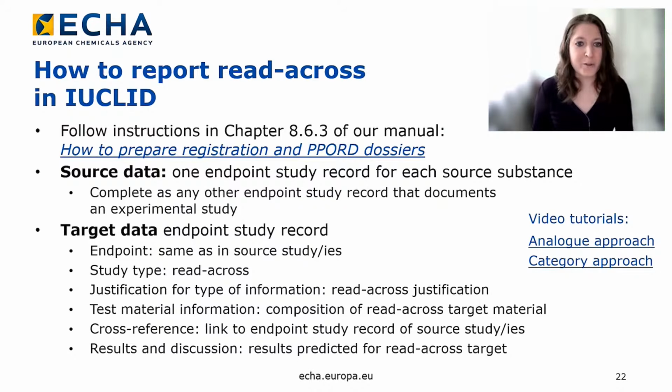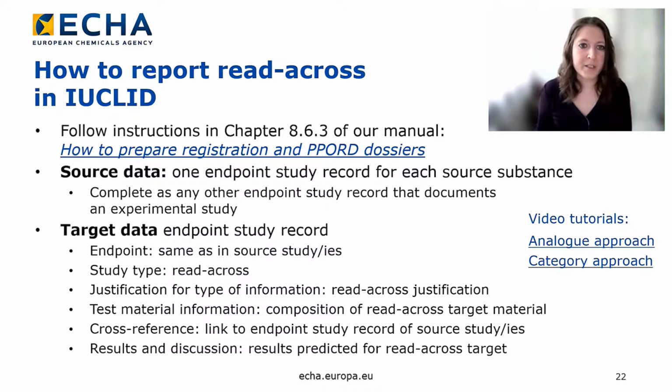And now I will show you how to report read-across in IUCLID. It's not sufficient to upload only an automatically generated report from the toolbox. There are specific explanations in the linked guidance on how to prepare registrations. In short, there should be one endpoint study record for each source substance, providing the source data to the read-across. And these should be completed as any other endpoint study record that documents an experimental study. The study type is normally experimental study.